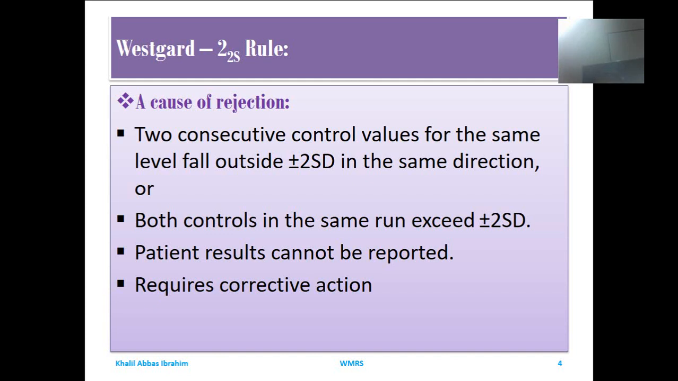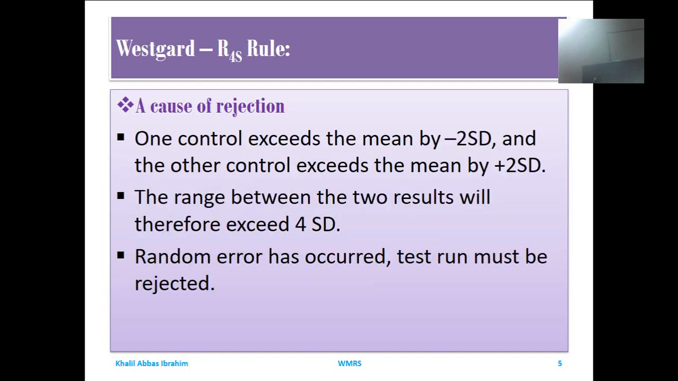Patient results cannot be reported. That is the rejection, and this requires corrective actions. You need to investigate, to study, to understand the cause of that problem and the source. Then you solve that error and return to re-examine the patient's samples again, to make sure that those results are free from defects and free from weakness.